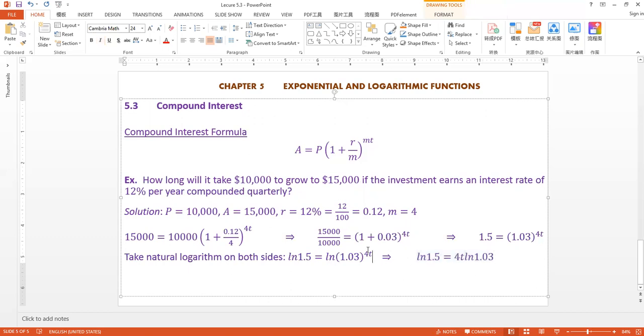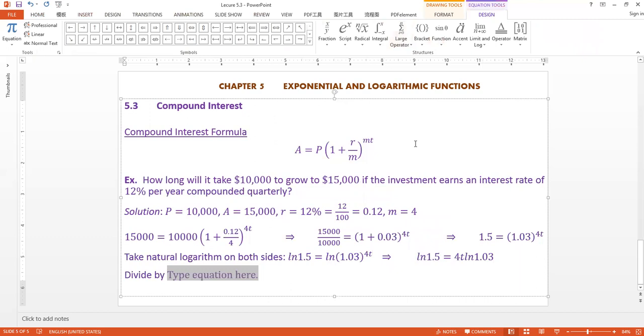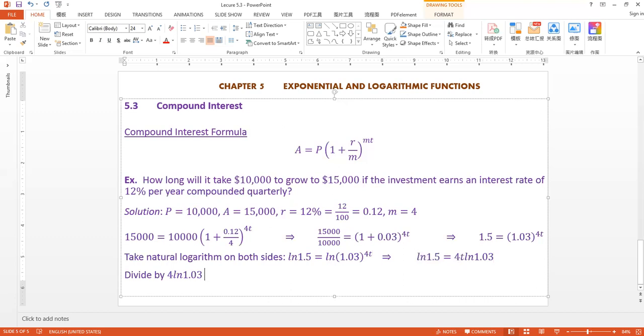Remember, you can pull down the exponent in front of the logarithm. When you take the logarithm of an exponential, the exponent goes to the front of the whole thing. Then we can divide by 4 and then ln 1.03 on both sides to solve the equation.